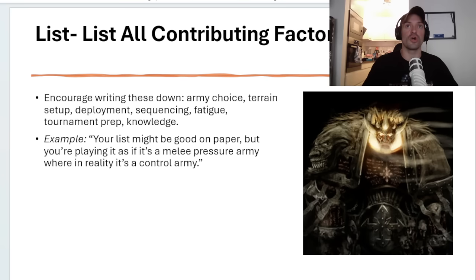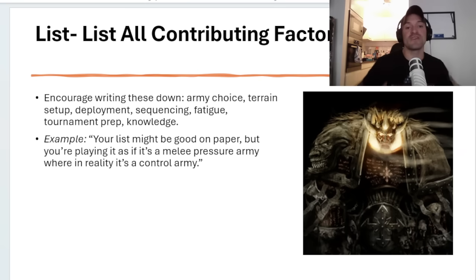Sequencing. Are you doing all of your activations in the correct order? If you're shooting into a unit with multiple different guns and these models have 3 wounds, are you shooting with your damage 3 guns first, or are you shooting with your damage 1 guns first? Sequencing is really important in the game. Fatigue, how tired are you? Are you actually prepping for the tournament? Are you prepping for this mission on this map?